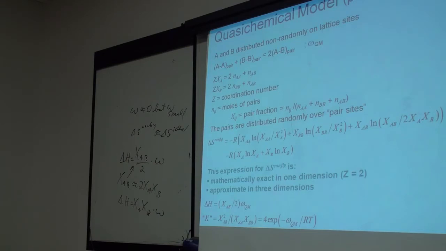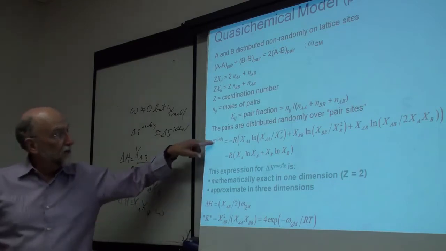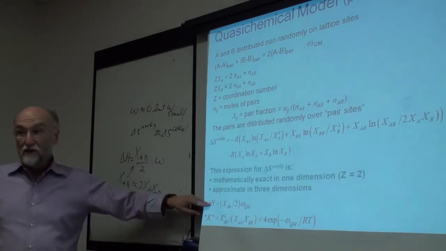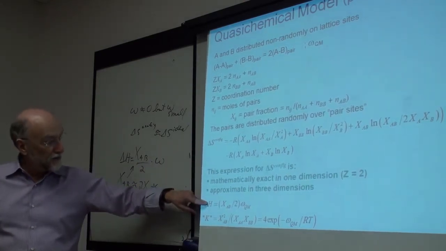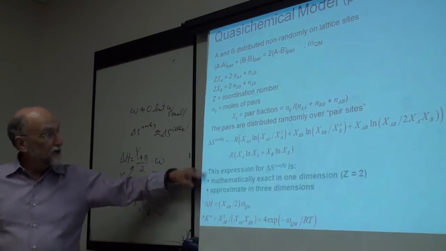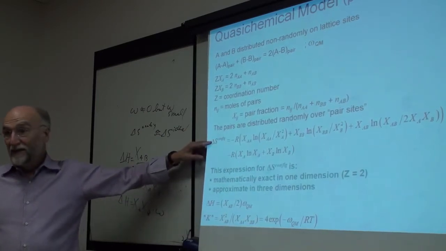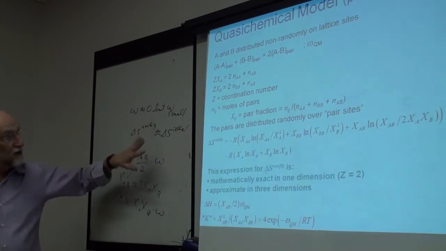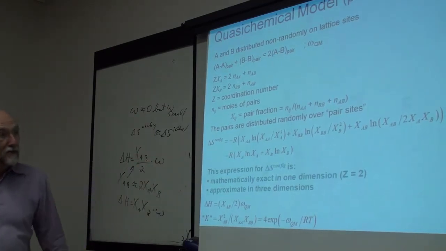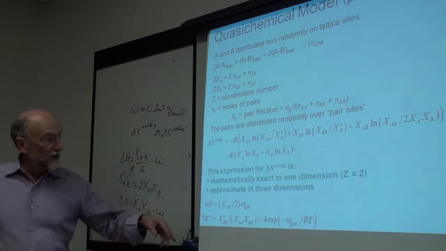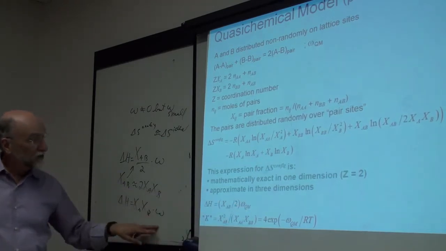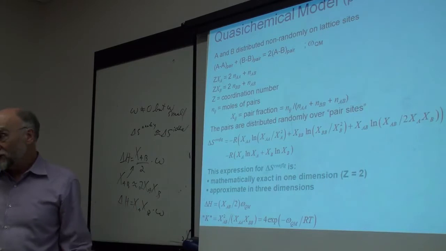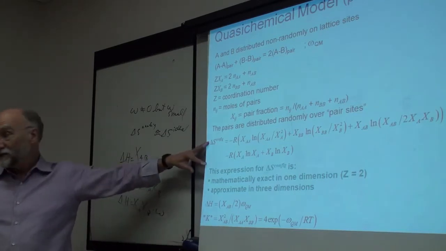Because the regular solution model says that you have ideal entropy, but your heat isn't ideal. But this can't be right, because if your heat isn't 0, then you won't have exactly the proper configurational entropy. The quasi-chemical model corrects for that. So actually, even if omega is very small and the solution is almost ideal, there's no reason not to use the quasi-chemical model. It gives you a little bit better entropy expression.